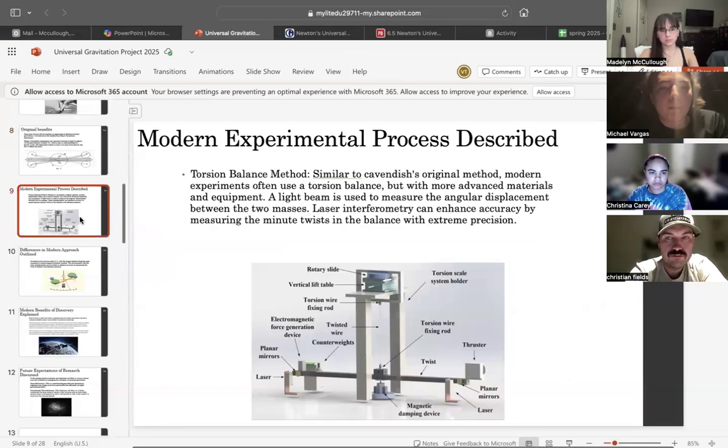Slide 3.1, modern experimental process described, the torsion balance method. Similar to Cavendish's original method, modern experiments often use a torsion balance, but with more advanced materials and equipment. A light beam is used to measure the angular displacement between the two masses. Laser interferometry can enhance accuracy by measuring the minute twist in the balance with extreme precision.